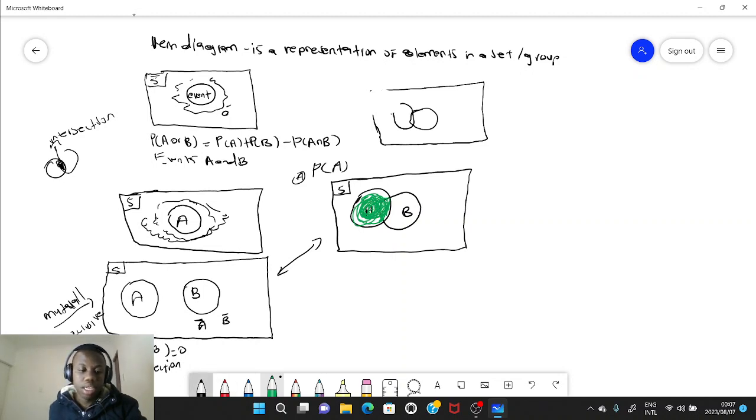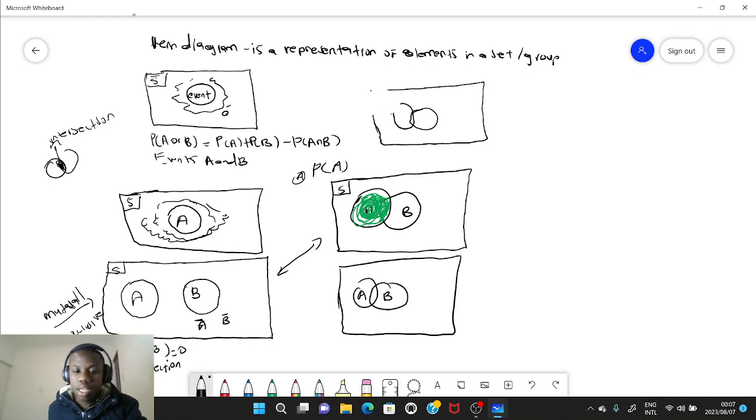The same thing applies here. Can I change the pen? The same thing applies if I still have the two circles, and in this case, I've been asked to shade for B. Not forgetting the sample space, we are looking for the probability of B. So we'll consider the circle which consists of B, irrespective of the intersection, whether it intersects or not. We want the whole portion for B, because we want B, right?